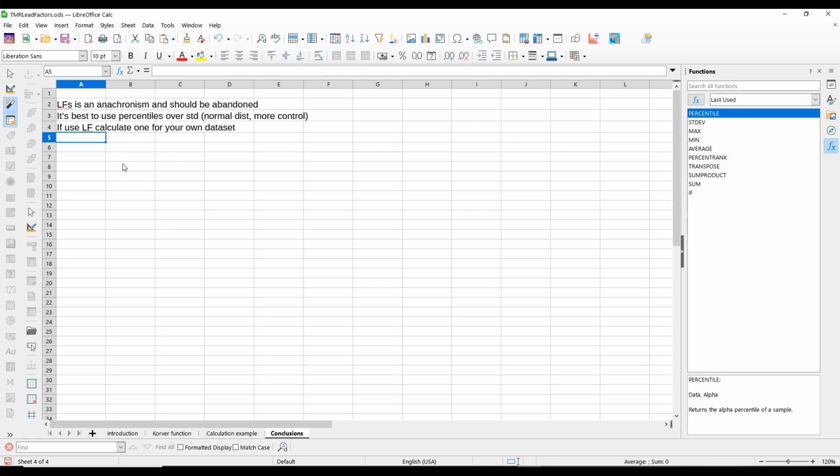As I said, if you use lead factors, calculate the ones for your own dataset, not just some generic values in the literature. This concludes the demonstration.